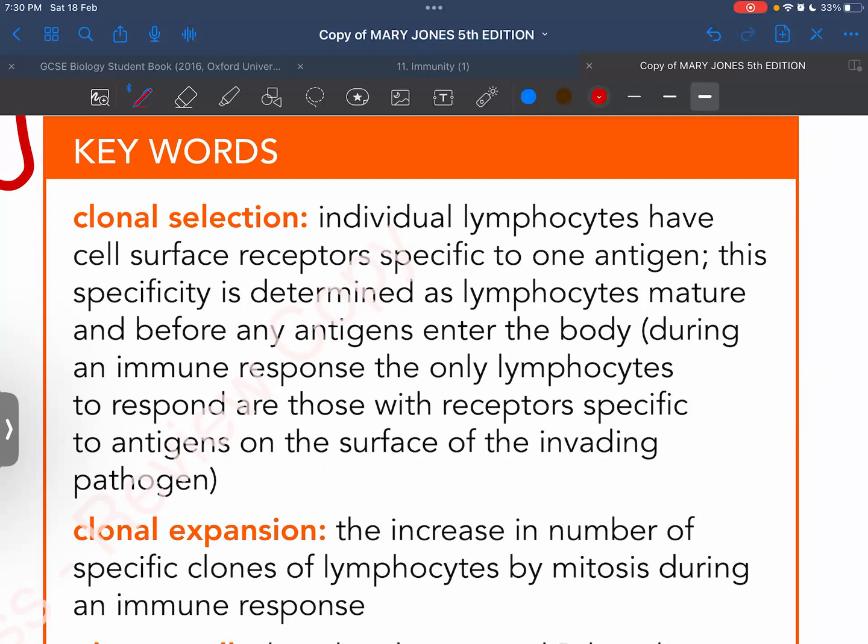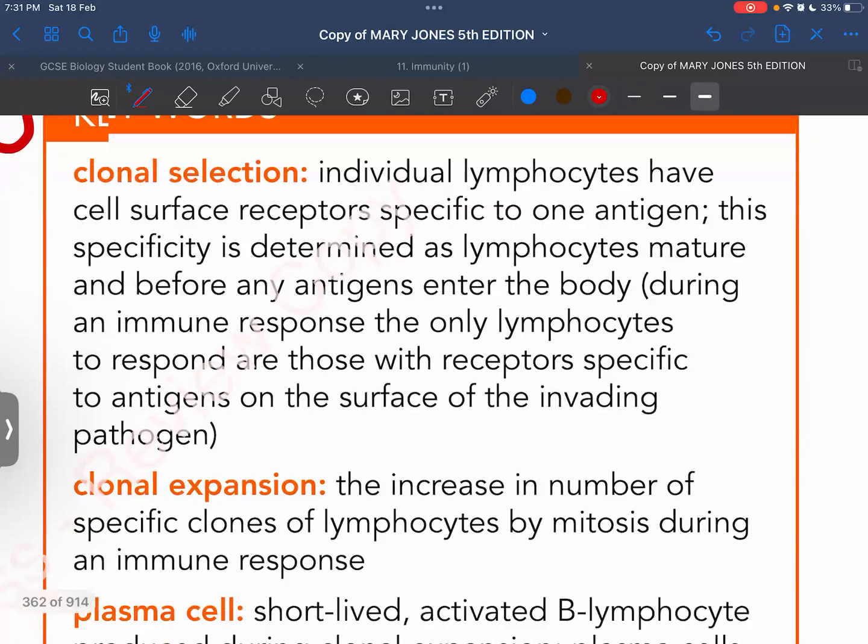What do you mean by clonal selection? हाँ हाँ, बोलो बोलो बेटा। Every individual lymphocyte has a receptor that is specific to one antigen. Okay, very good. And that specific B cell is selected for when that particular antigen enters the body. Yes.